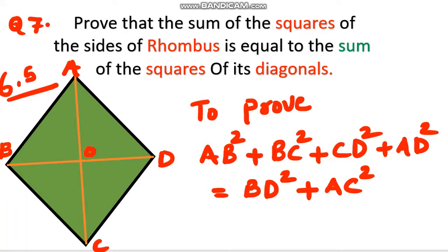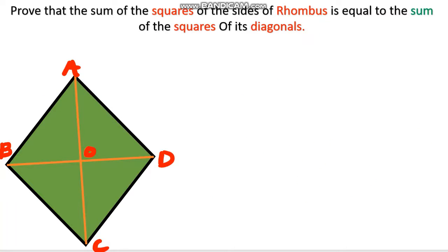We shall solve question number 7 of exercise 6.5, topic triangles. Prove that the sum of the squares of the sides of a rhombus is equal to the sum of the squares of its diagonals. If we write it mathematically, suppose we are taking a rhombus ABCD, then we have to prove AB square plus BC square plus CD square plus AD square is equal to BD square plus AC square. Now let us see how we can solve this question.